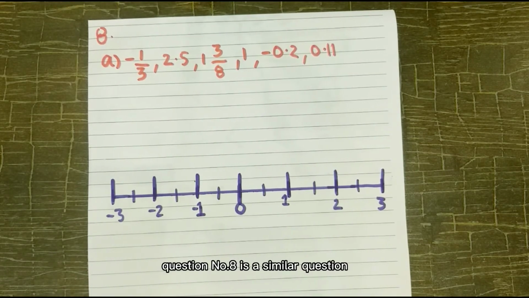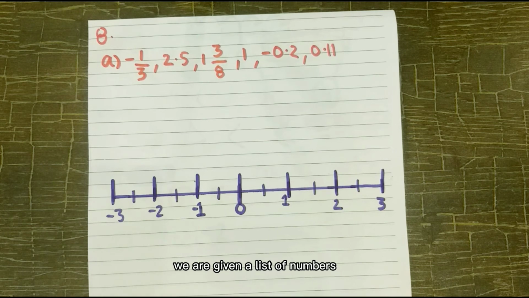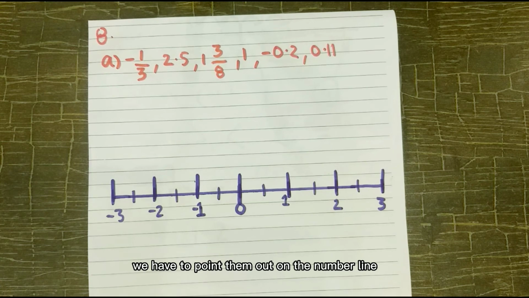Question number 8 is a similar question, just like the A part of question number 4. We are given a list of numbers: minus 1 over 3, 2.5, 1 whole 3 over 8, 1, minus 0.2, and 0.11. So basically we have to point them out on the number line.